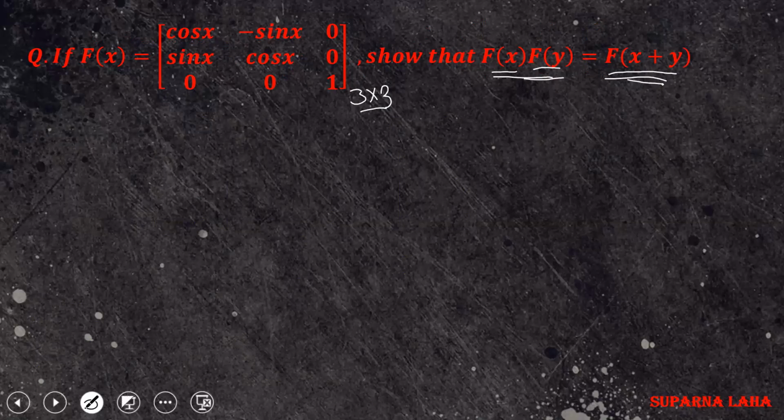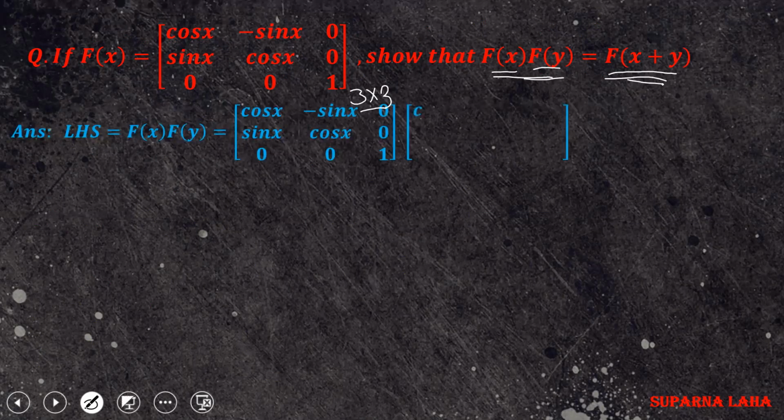So let's start with LHS. So the matrix is given, f(x) into f(y). This LHS is given. So what is f(x)? F(x) is given, that is cos x, minus sin x, 0, sin x, cos x, 0, and 0, 0, 1. And what is f(y)? Just put y in the place of x: cos y, minus sin y, 0, sin y, cos y, 0, and 0, 0, 1. So all are 3 cross 3 matrices.